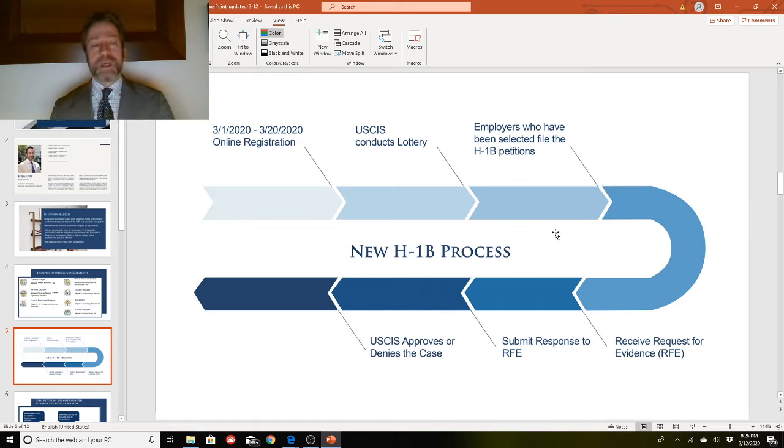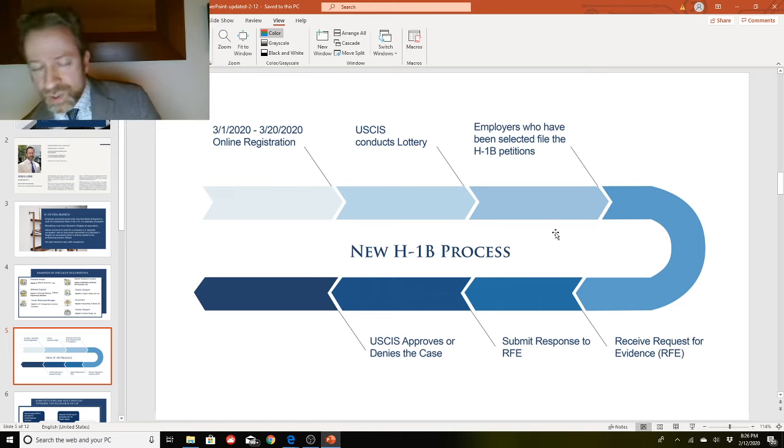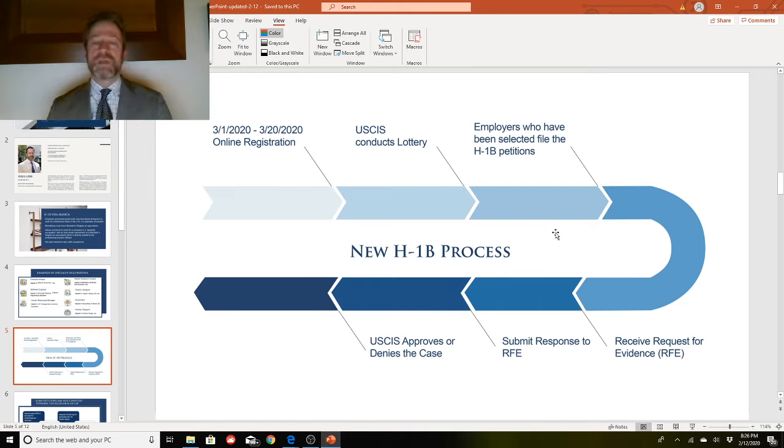Now, recently, under the Trump administration, the Immigration Service has been requesting additional evidence from employers before they will approve the H-1B petition.